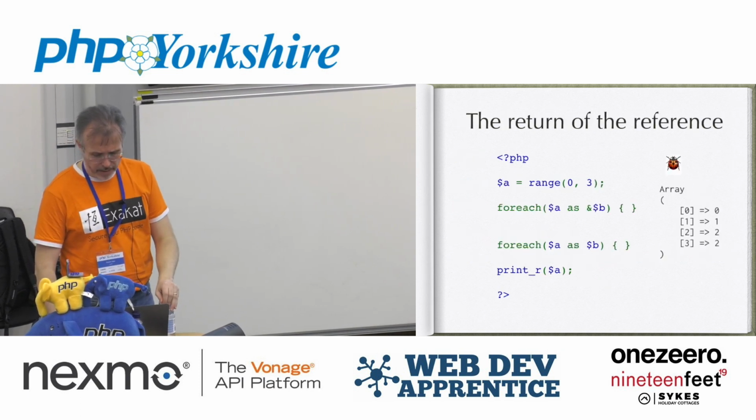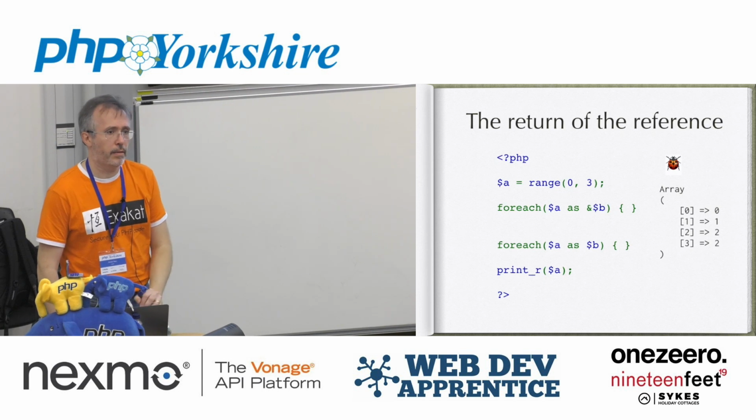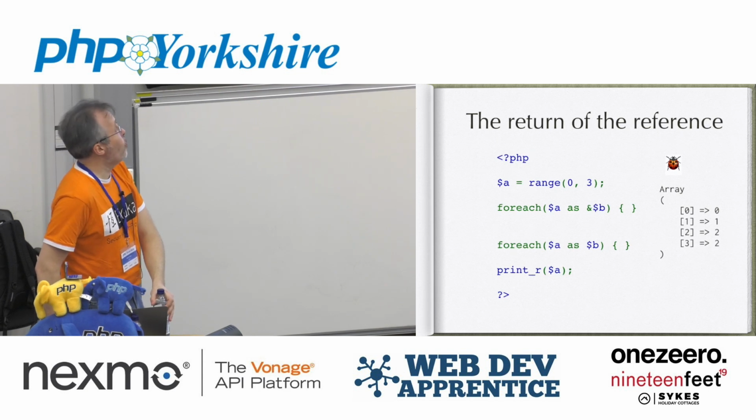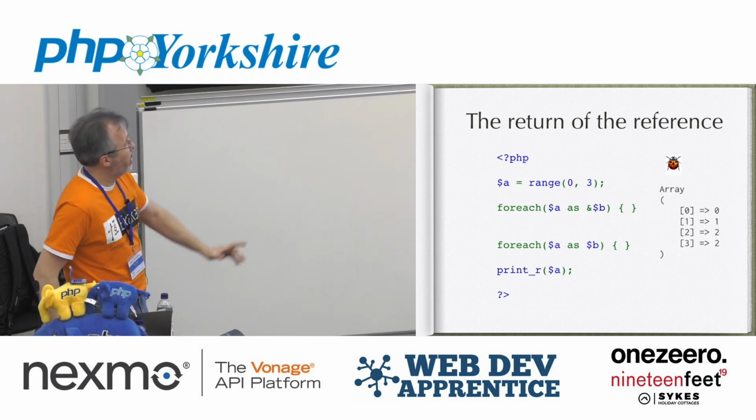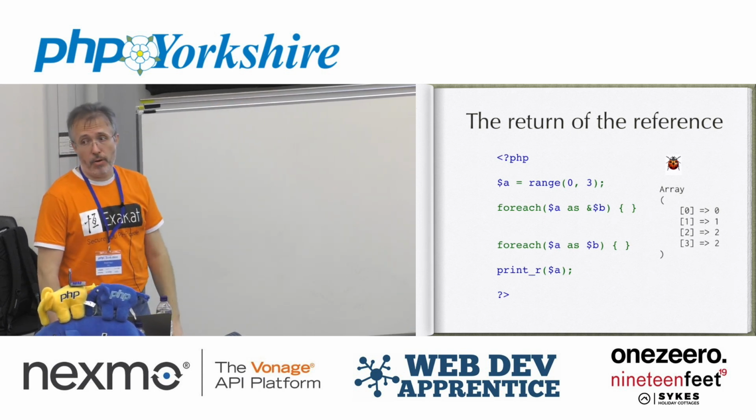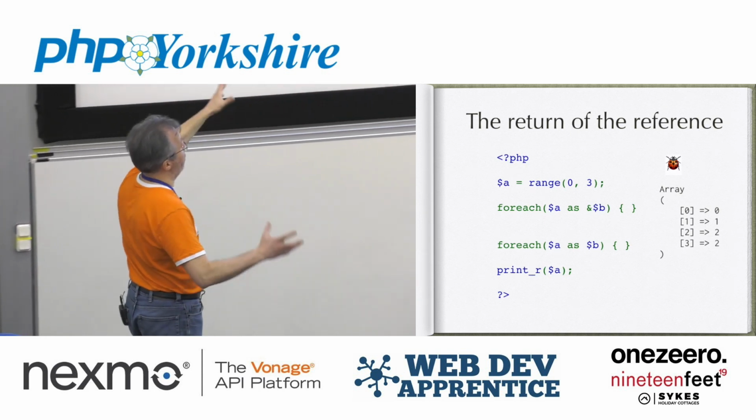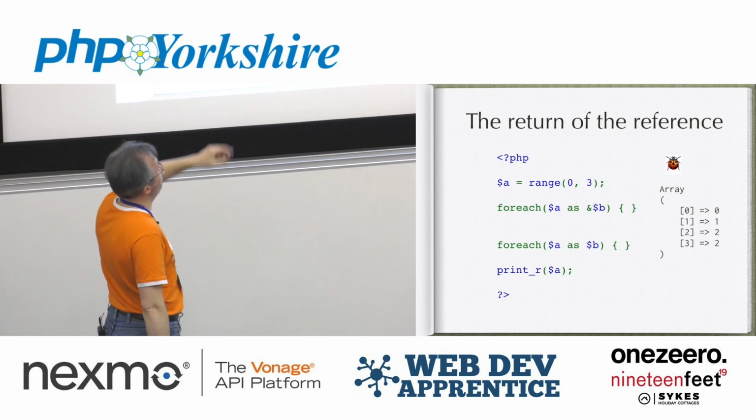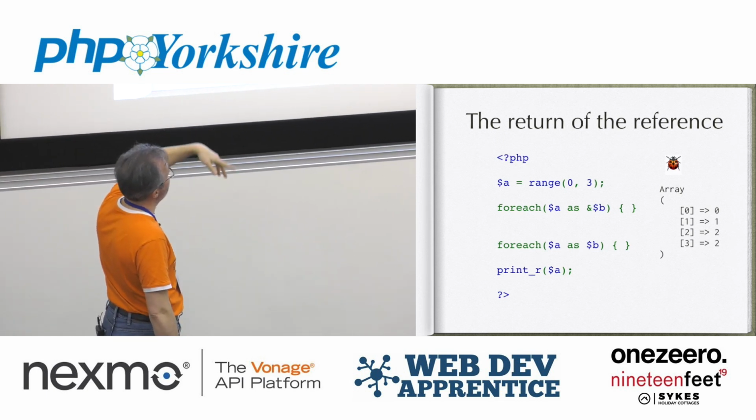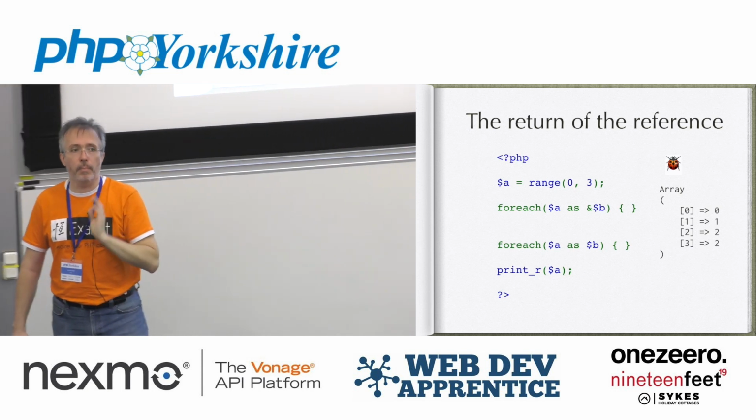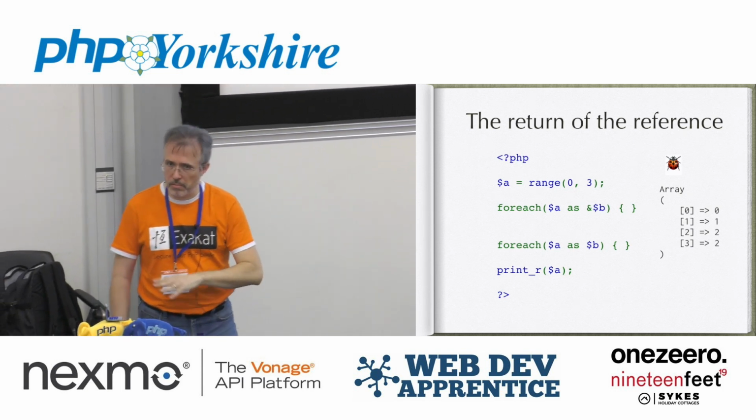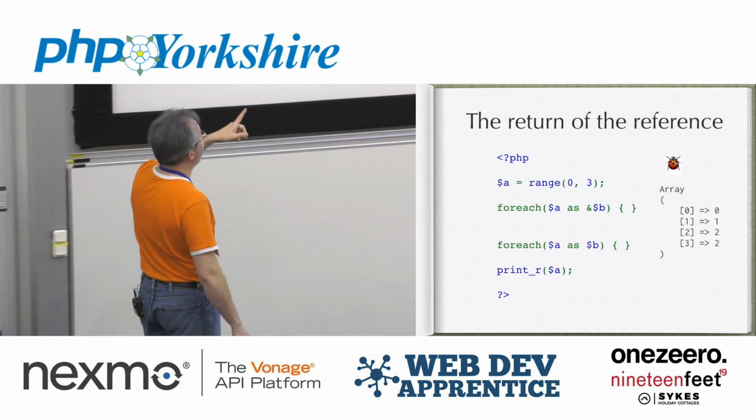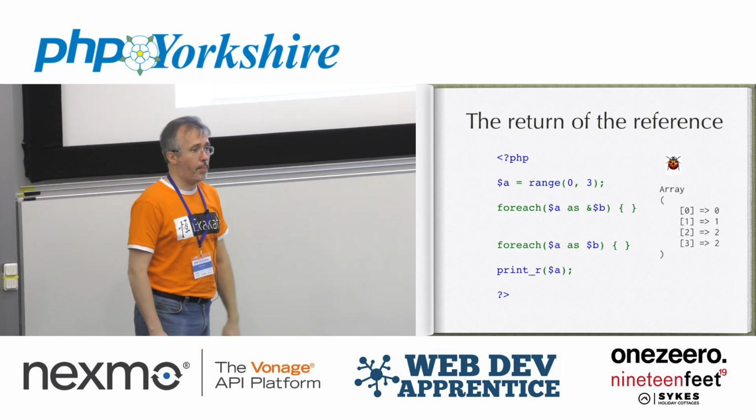Now, let's move on to this one, the return of the reference. Oh, there's already the result. Why is it that such a simple script ends up modifying the A array? We start with range. Range is very convenient if you want all the numbers or all the letters between the first and the last one. We start with 4 elements, 0, 1, 2, 3. We do a first loop, which is completely empty. Nothing is happening there. We just navigate through the array and do nothing. Then we do another empty loop, and we end up with a different array. What happened?